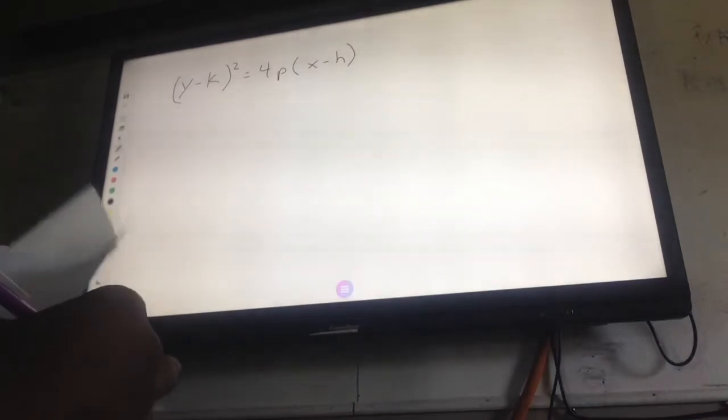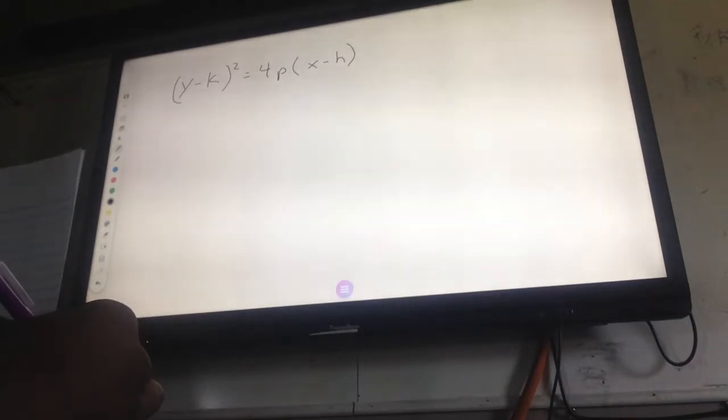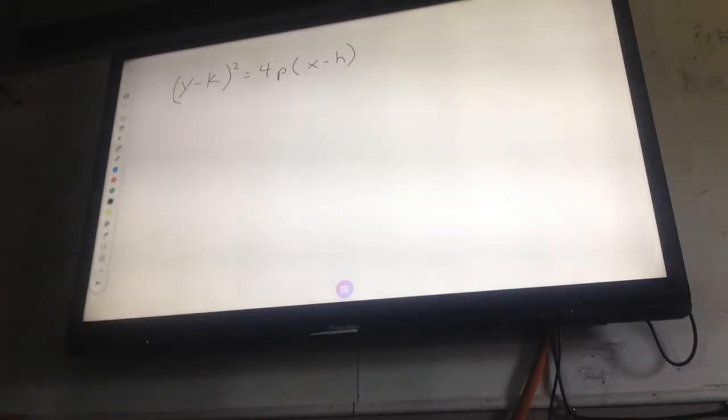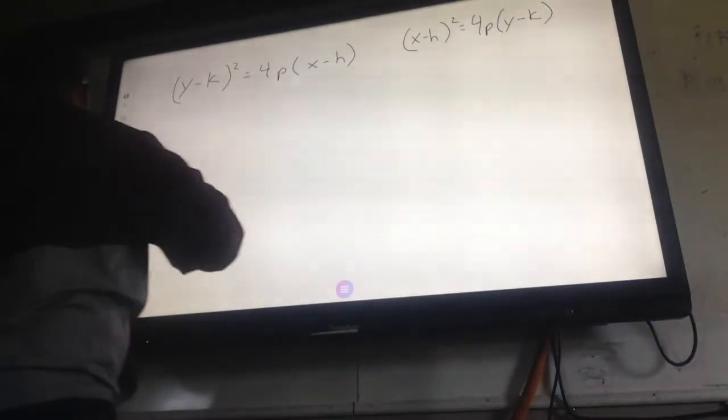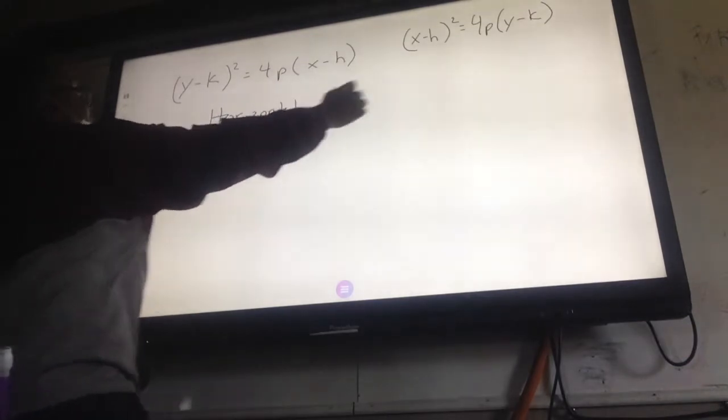That is the standard form. That is a parabola that opens horizontally. You need to write that down. That particular equation is a parabola that opens horizontally. This one is one that opens vertically. So this is horizontal, and this is vertical.